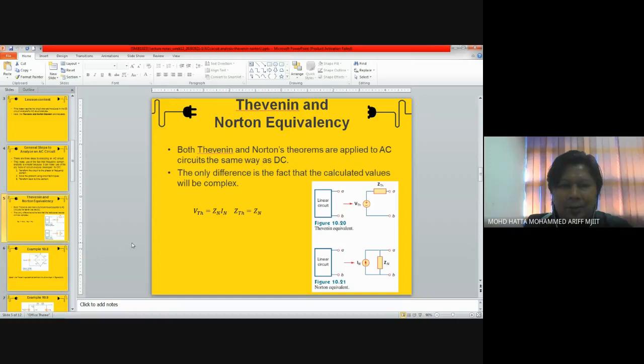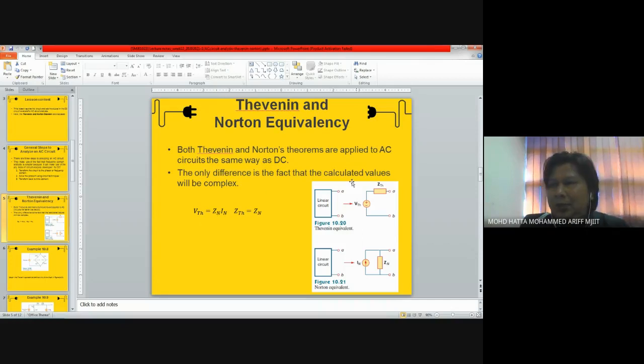And basically for Thevenin and Norton theorem, I actually have only one slide over here. The rest will be examples. Basically, Thevenin and Norton theorem have been introduced before this in order to solve DC circuits. And the essence of Thevenin and Norton theorem is that we try to reduce our circuit from a complex circuit towards a simpler circuit.